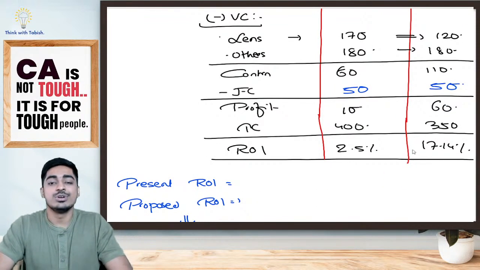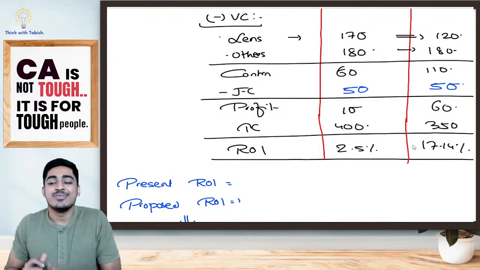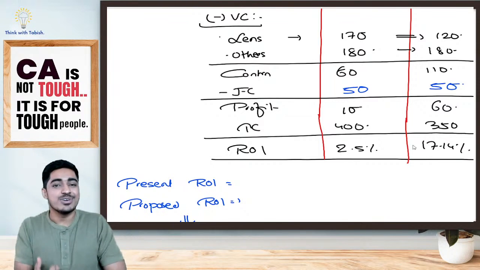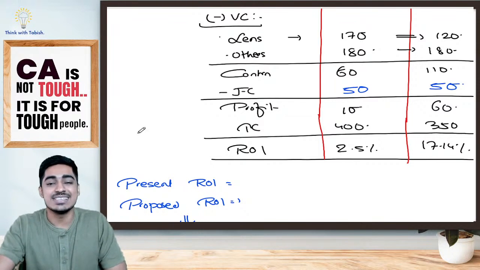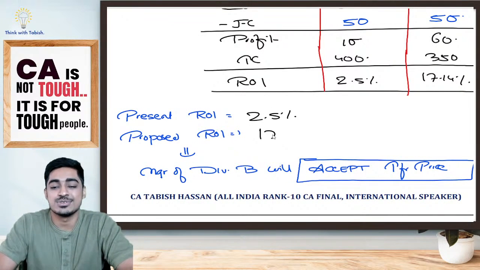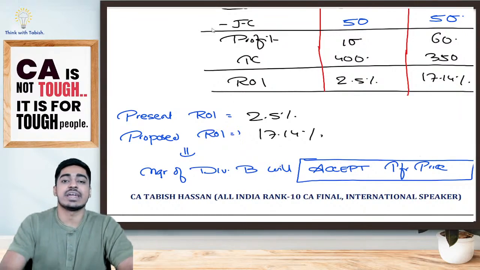Yes or no? So division B is very happy. Right now it was 2.5%. Now it is 17.14%. Yes, all employees are happy. Present it was 2.5%. Proposed it is 17.14%. So division B manager will accept the transfer price.